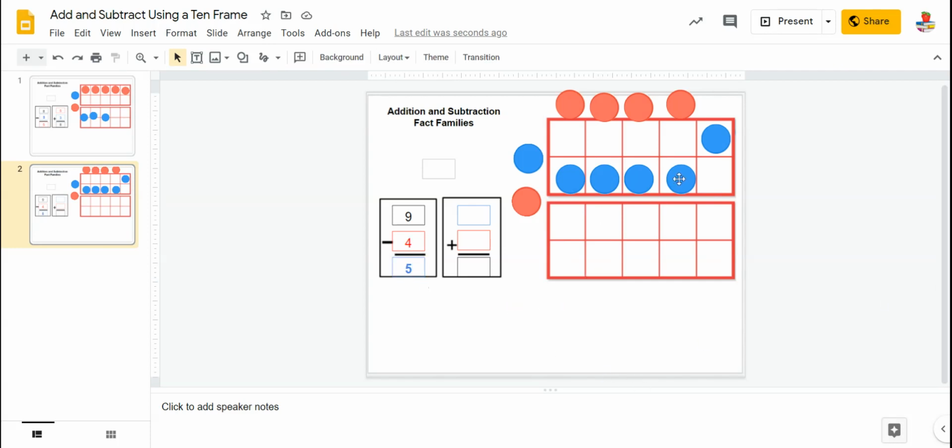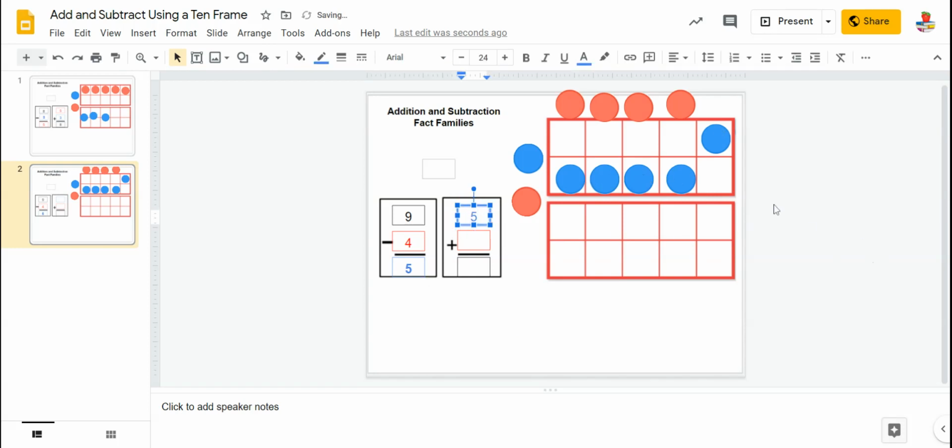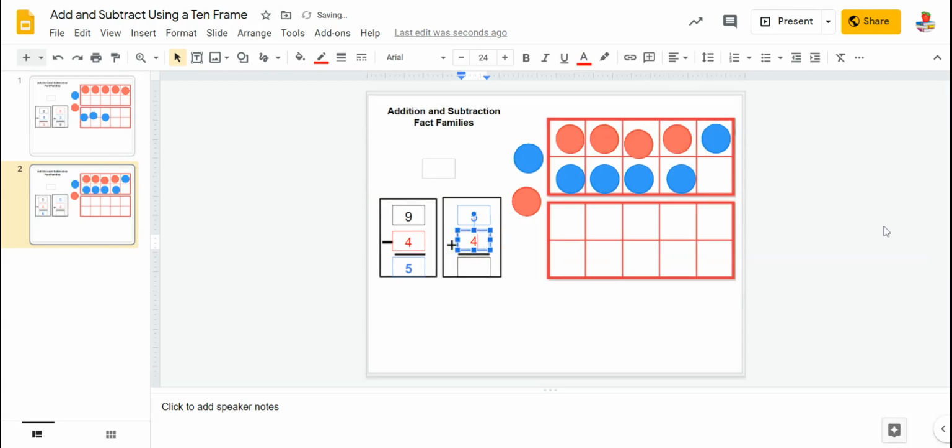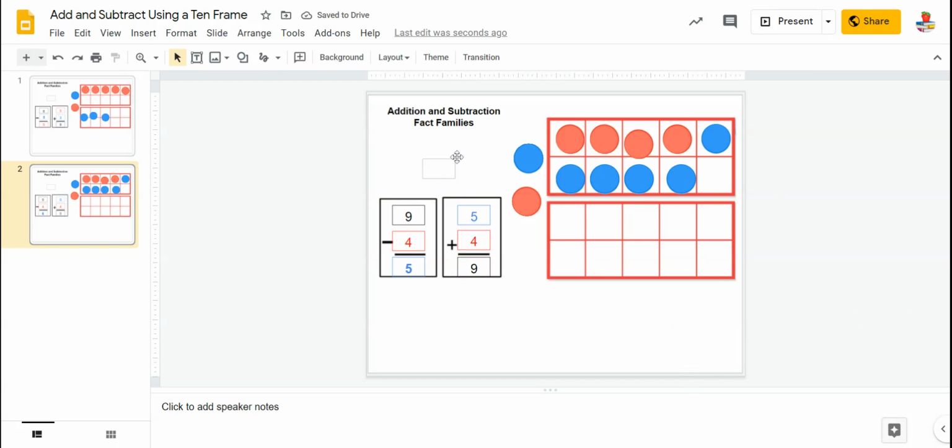So now I have 5, 1, 2, 3, 4, 5. I'm going to start off with 5 over here because that's what I have in my 10 frame. I'm simply going to add these 4 back. 1, 2, 3, 4. Just add them back, and I'm back again to 9. So 5 plus 4 equals 9, or I could have 4 plus 5, which still gives me 9. I still have the same 4 counters, the same 5 counters, and the same 9 counters.